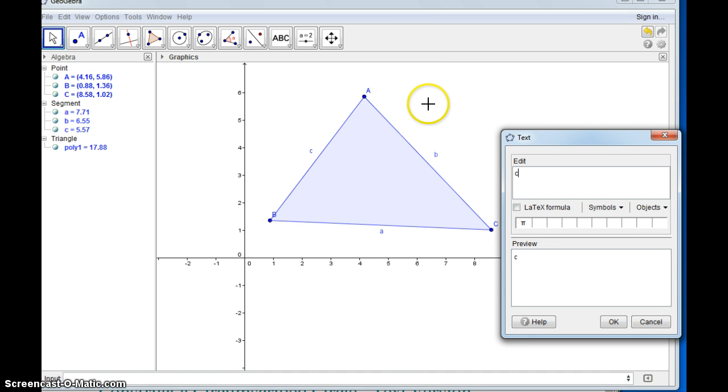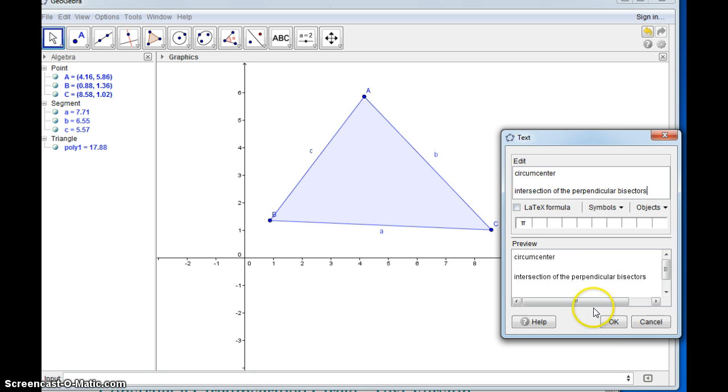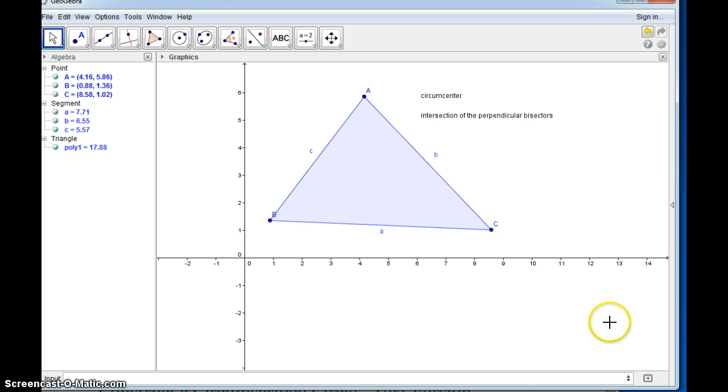So let me write that down. This is the intersection of the perpendicular bisectors. So this is going to be the center of this circle that is going to be circumscribed. So let me show you how to find the intersection of the perpendicular bisectors.